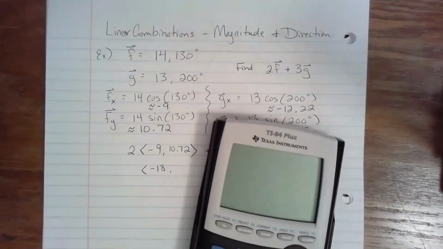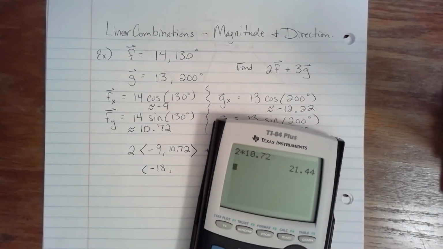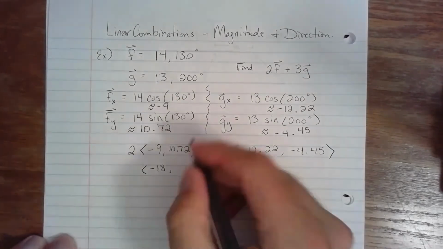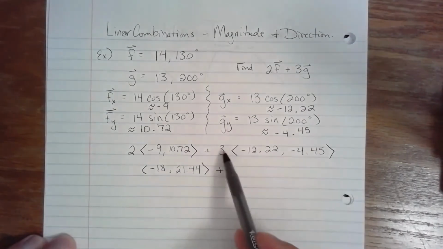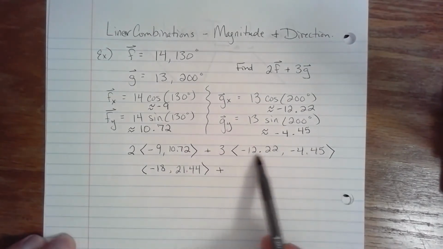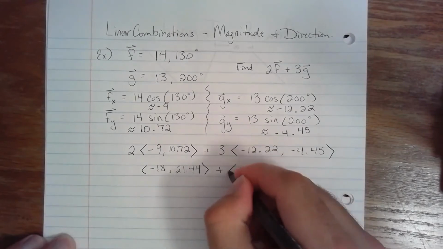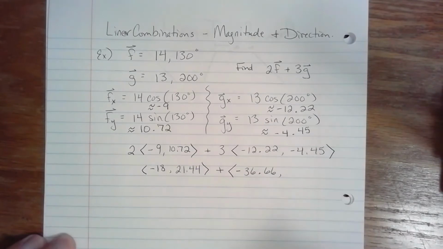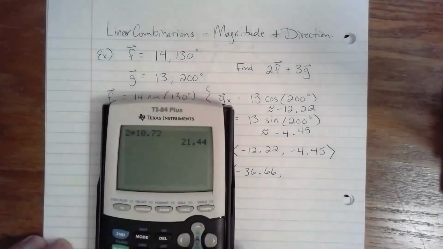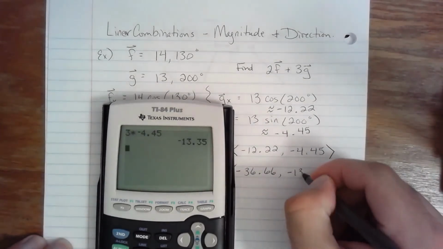If you don't like decimals and you prefer, you can just do what I'm about to do and just type some things into the calculator for the sake of brevity. We'll see that 10.72 doubled is 21.44. So 21.44. We're going to add to that 3 times this stuff. Now this is really easy to multiply by 3 because they're all tiny numbers. So we're going to get negative 36.66. And then over here, maybe you don't like those numbers quite as much because there's some overlap. So we'll just go ahead and do 3 times that negative 4.45. And we're going to see a negative 13.35.